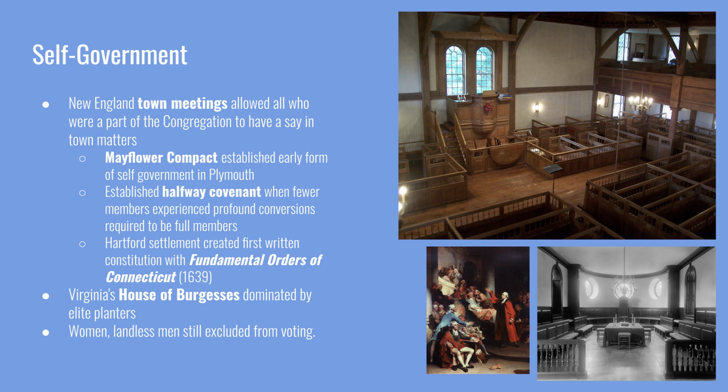In the southern plantation colonies, there were elected legislatures. The Virginia House of Burgesses is the first example, and that was dominated by elite planters, like it says in the key concept. But it was an elected body nonetheless that was representative of the people who voted.